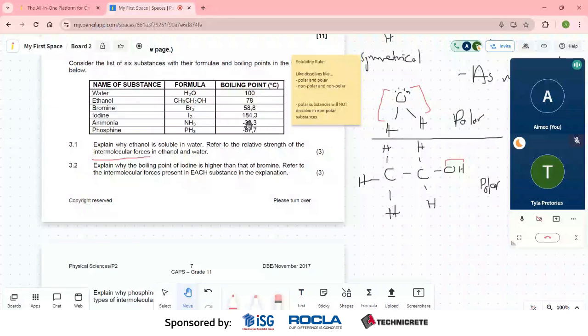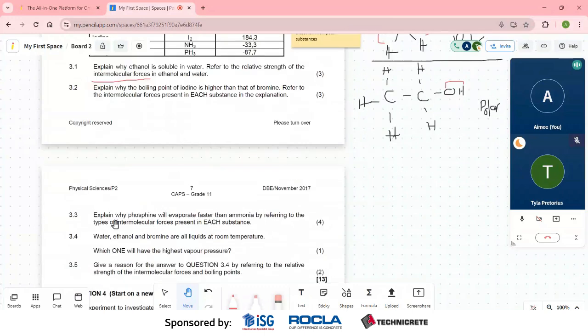Okay, well, phosphine will evaporate faster than ammonia because it has a lower boiling point, and a lower boiling point directly translates to weaker intermolecular forces. And when your intermolecular forces are weaker, it means that your molecules are more likely to undergo a transition from liquid to gas. You don't need as much energy, you don't need as much heat to break the intermolecular forces. So evaporation from liquid to gas occurs much more easily.